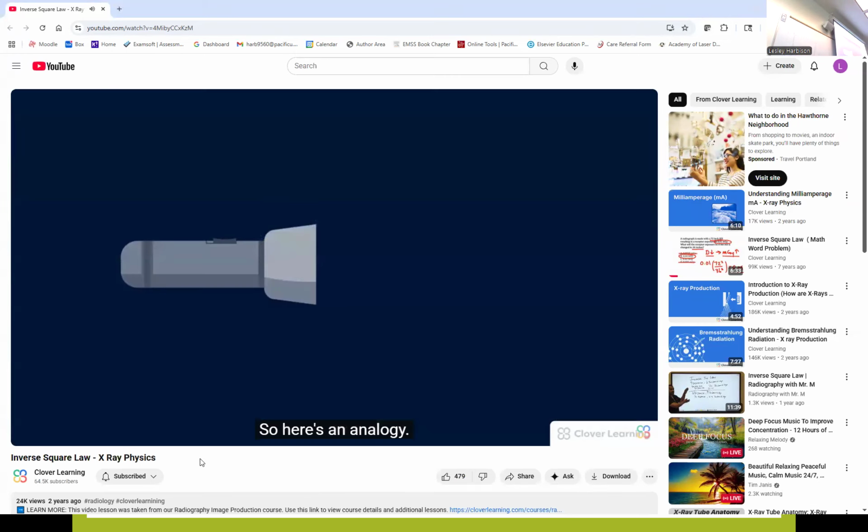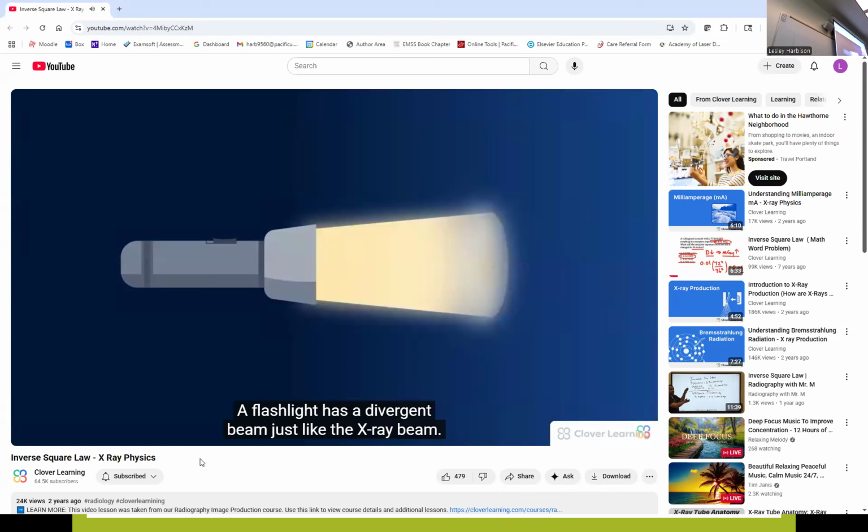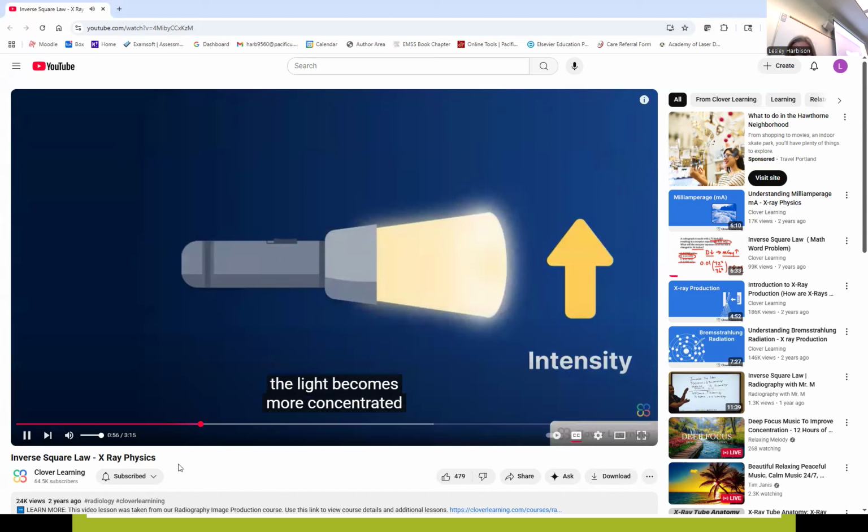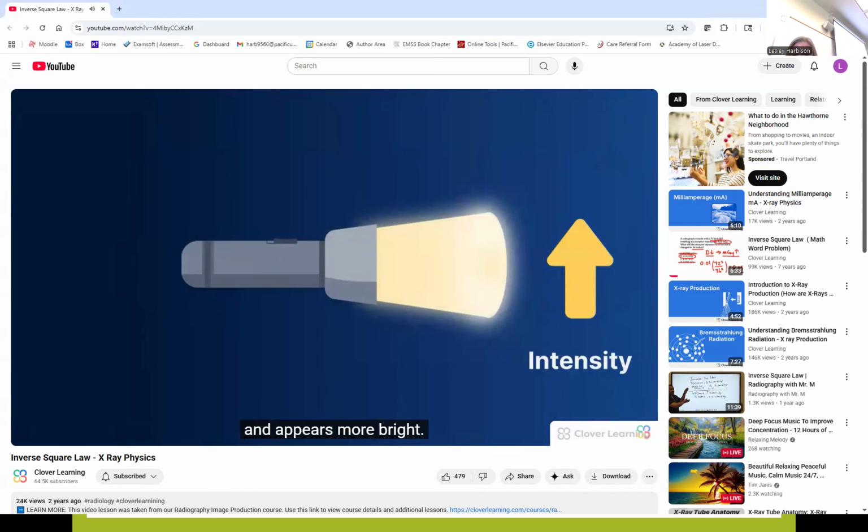So here's an analogy. A flashlight has a divergent beam, just like the X-ray beam. In other words, the brightness of the flashlight depends on how close you are to the lights. When the distance from the lights increases, the light spreads out and becomes less bright. This is described as a decrease in intensity. When the distance from the light decreases, the light becomes more concentrated and appears more bright. This is described as an increase in intensity. The change in intensity due to a change in distance is called the inverse square law.